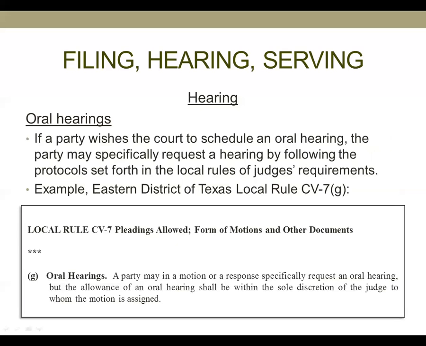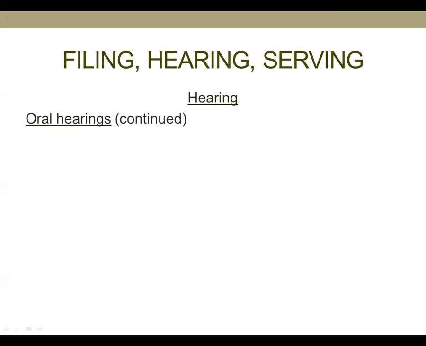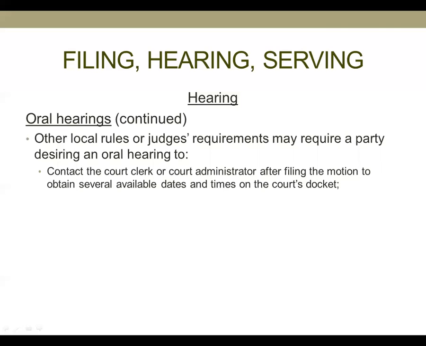As you can see, local rule CV-7, subsection G, says that a party may, in a motion or in that party's response to a motion, specifically request an oral hearing. But whether or not the judge will allow an oral hearing will be within the sole discretion of the judge. So in the Eastern District, you can certainly request a hearing, but the judge is by no means required to grant it. The judge has discretion on that issue.